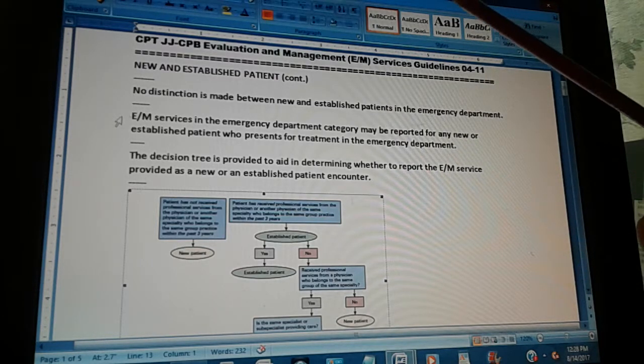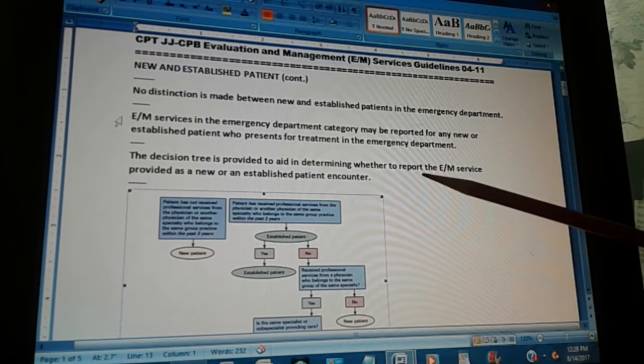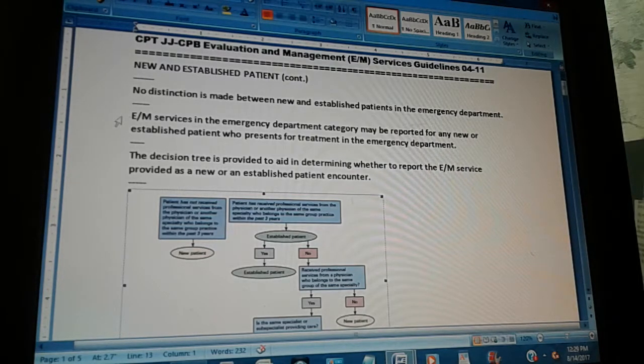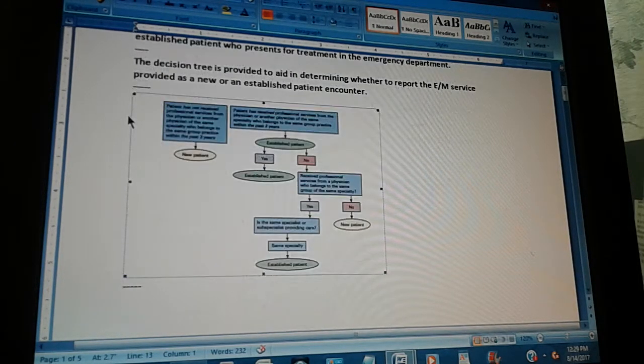It's three years, seen by the same doctor or a member of the group, the same specialty, and the same subspecialty. If you answer yes to any of those questions, you're an established patient. If not, you're a new patient. So that's our theory for today. Now let's do a problem.